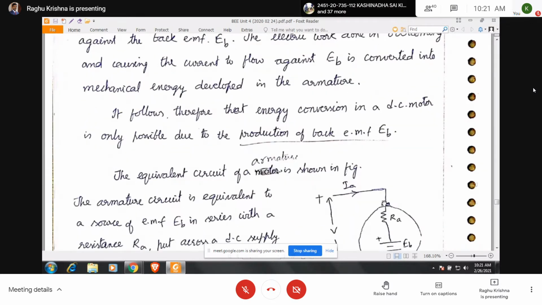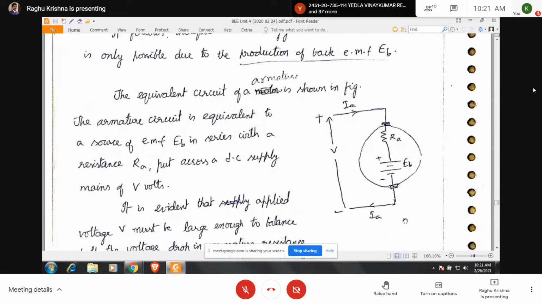And you can see the equivalent circuit. EB in series with RA, and to this we apply the voltage V. The equivalent circuit of the armature is shown in the figure. The armature circuit is equivalent to a source of EMF EB in series with a resistance RA, put across the DC supply of V volts.